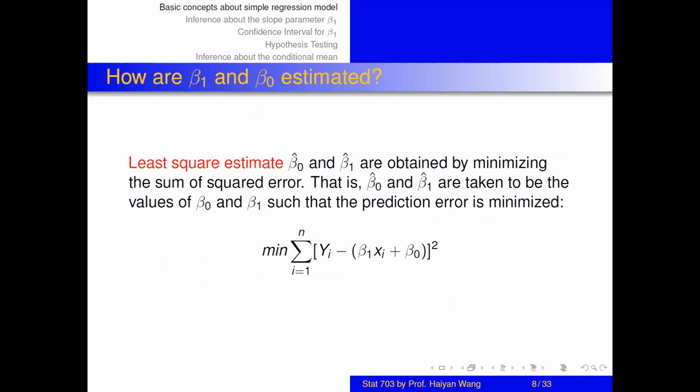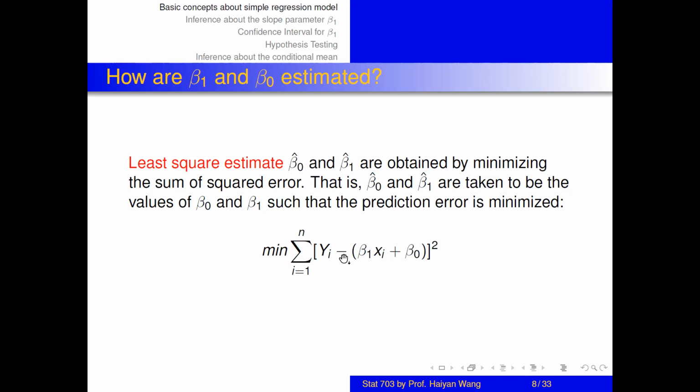So as you saw, there's a straight line fit there, but you can draw many different lines. Which line should we use? The best line that we put in there is referred to as the least square fit. The parameters beta 0 and beta 1 estimated based on the least square principle are obtained by minimizing the error of predicting an observation with beta 0 plus beta 1x. That's the model part.